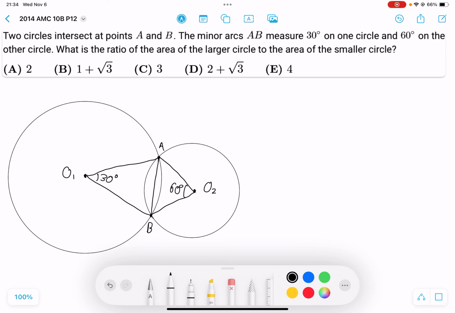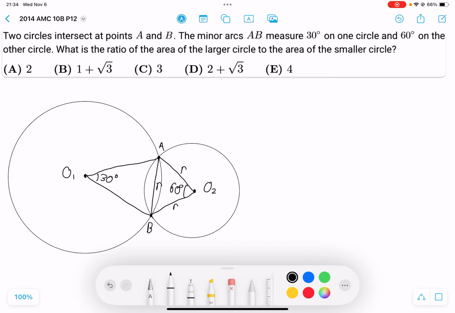Well, I've named the centers of the larger and smaller circles O1 and O2. Let's try and find AO1 and AO2, or BO1 or BO2. Let's first deal with AO2. We know that AO2 is a radius, so let's say this is R. You also know that BO2 is R, because that's also the radius. This is 60 degrees, and this is an isosceles triangle, so this is also 60 degrees, and this is 60 degrees. So this is an equilateral triangle, and AB is also R.